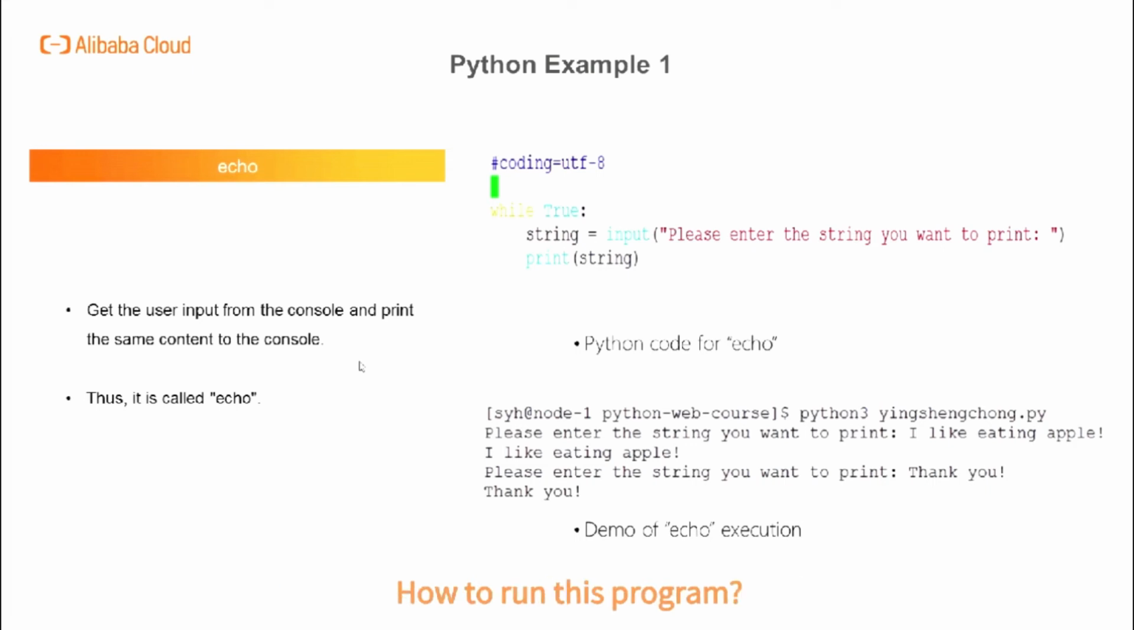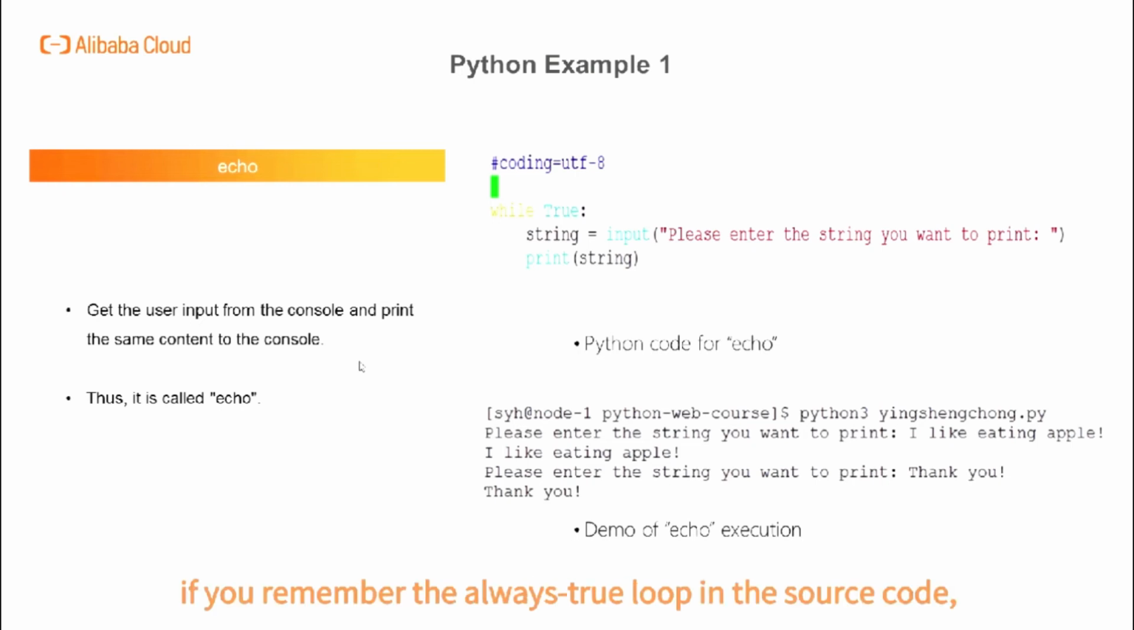How to run this program? The bottom right screenshot gives you a demo of how it works. The source code was saved into a file called yinshencheng.py. Please notice here the extension of the Python source code file is always .py as a convention. As you can see here, it is started by python3 yinshencheng.py. After that, it starts running. Firstly, it prints a prompt. That is, please enter a string you want to print. And then the user enters, I like eating apple. The program will print the same string.